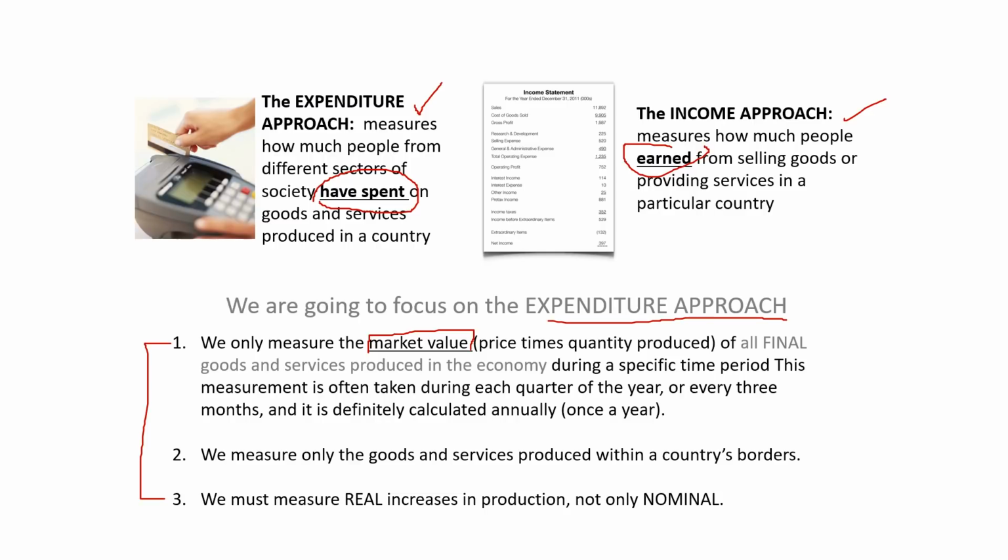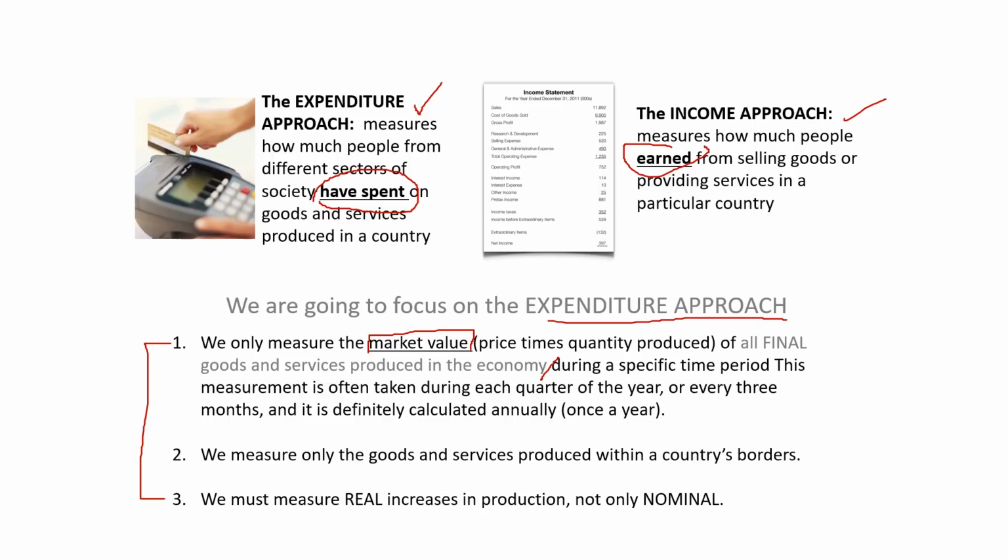And when we are saying the market value, we mean the price times the quantity produced of all final goods and services produced in the economy. As we said earlier, we will not count the intermediate goods, only the final goods. During a specific time period, this measure is often taken during each quarter or annually, so it depends.